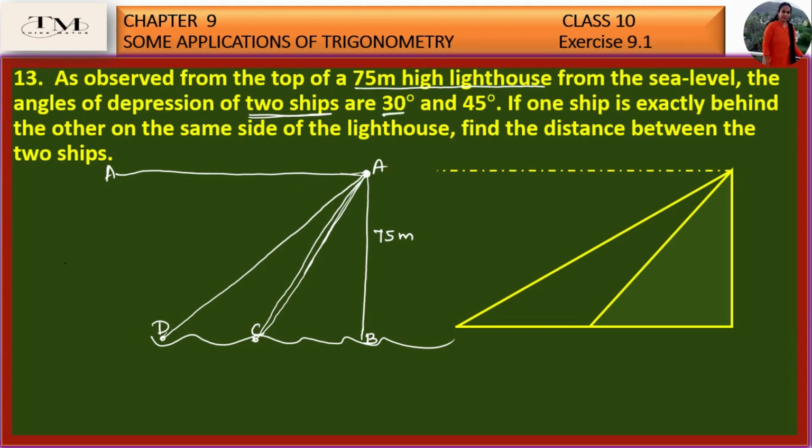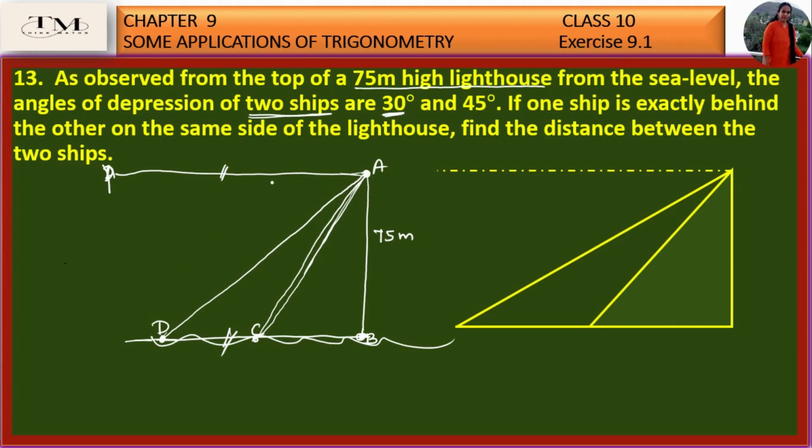If the degree is less, the distance will be high. So here, just draw a line parallel to AP. This is point P, and AP and DB are parallel. If DB is parallel, the distance between the foot of the lighthouse and this ship D is more. The more the distance, the angle of elevation or depression will be less.